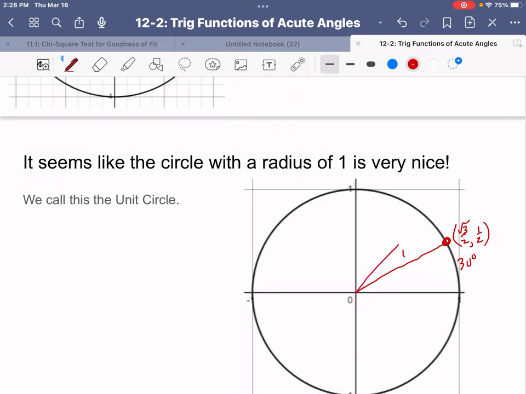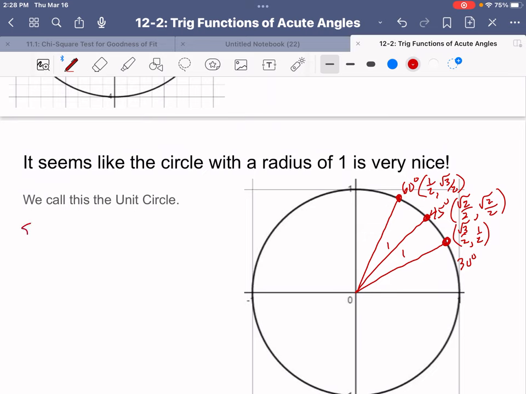If I drew my circle with a radius of 1 to the point that corresponded to 45 degrees, my ordered pair was the square root of 2 over 2, comma the square root of 2 over 2. And if I rotated my terminal ray to 60 degrees, my ordered pair would be 1/2, comma square root of 3 over 2. What is the significance of these three ordered pairs for 30 degrees, 45 degrees, and 60 degrees?